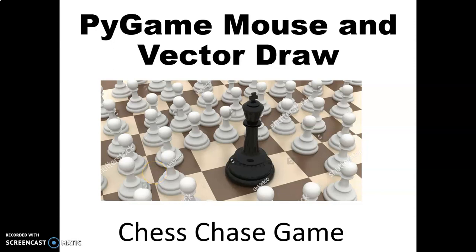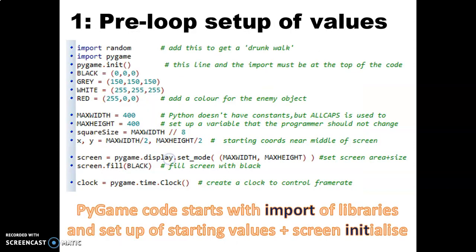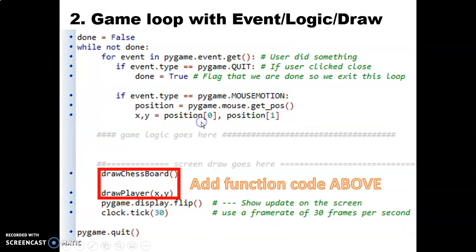This is the second part of a tutorial to make a Python game that uses the mouse and vector drawing. In the first part we used our pre-game setup code to create a screen and some colours that we would use, and also a clock to keep track of time. We then created our game loop. The game loop deals with events. It has no game logic yet, but it then attempts to draw a chessboard and a player.